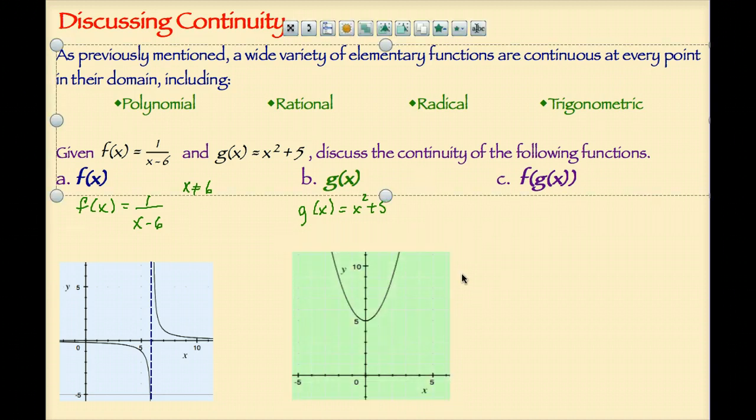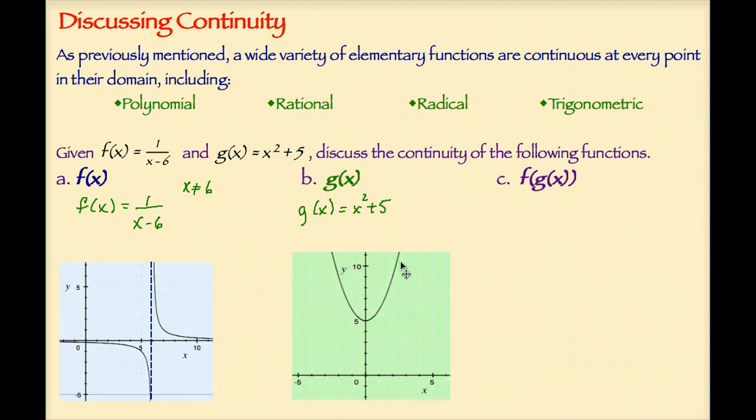Here's this polynomial function. You can see it's a quadratic and the y-intercept is 5. There are no breaks, no discontinuities on this graph, continuous on the entire real number line. Finally, let's look at f(g(x)). It's a composite function, so we first need to determine what this function looks like.